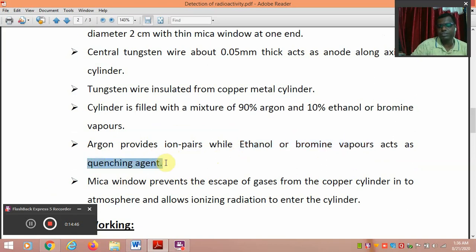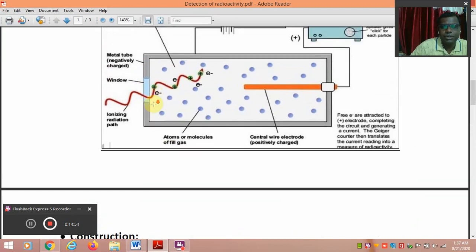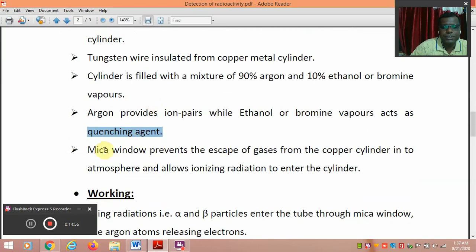Again, there is one window which is the entry point for the radiations emitted by the radio element, meaning the alpha or beta radiations or particles. This mica window, which is present at one end of the tube, is responsible for preventing the escape of gases from the copper cylinder into the atmosphere, and it allows the ionizing radiation to enter the cylinder.